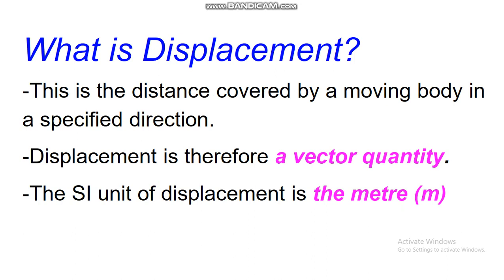Our second term is displacement. What is displacement? It is a distance covered by a moving body in a specified direction. So this is a distance in a given direction. This is a vector quantity because it has magnitude and direction. The SI unit is also the meter.